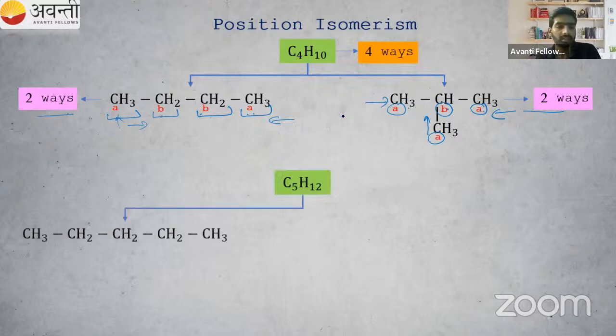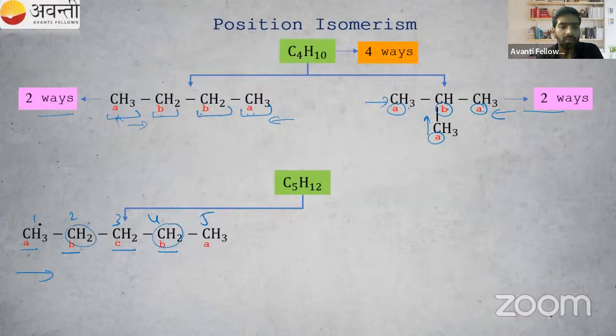Now coming to C5H12, you can see this is A, CH3, then B, CH2, then again CH2, we name it C. If we count from this side, 1, 2, 3, 4, and then 5, A, B, C, then again your second carbon is repeated, that is B, then your first carbon is repeated, that is A. And the same way, if you count from the other side, you get ABCBA in both directions.